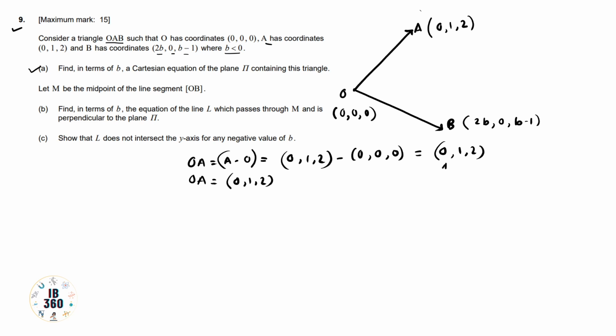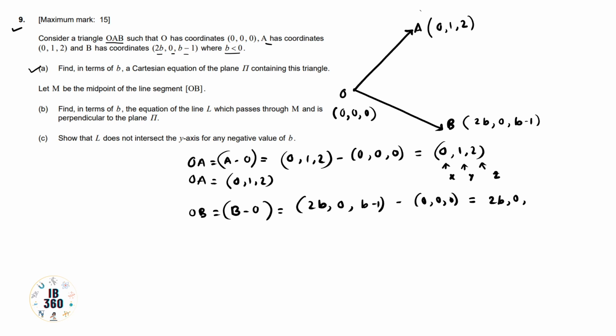And obviously this will be the coordinate for x, this will be the coordinate for y, and this will be the coordinate for z. For all the terms in 3D geometry, the configuration is like this: x, y, z. So please keep this in mind. So x, y, z, 0, 1, 2 for OA. And for OB, again we need to determine B minus O, and the coordinates for B are defined as 2b, 0, b minus 1 minus 0, 0, 0. So ultimately it comes out to be 2b, 0, b minus 1.